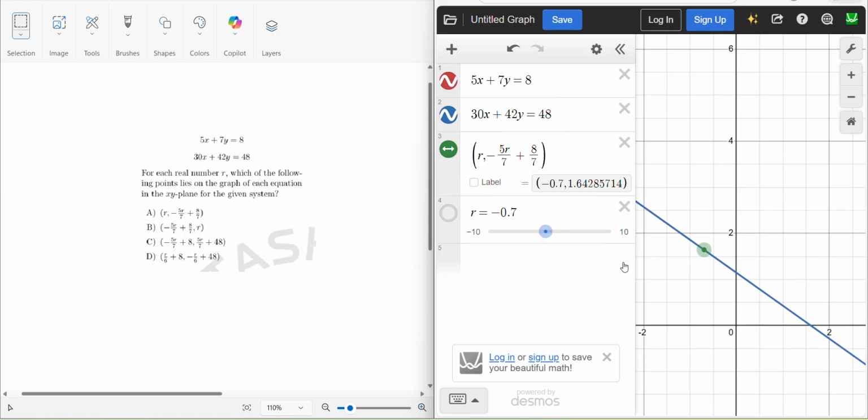So I have already checked the other options, which are not matching, and answer choice A is perfectly matching, which is also our answer.